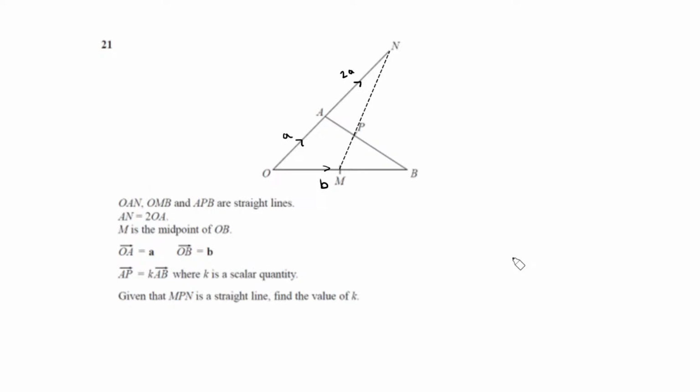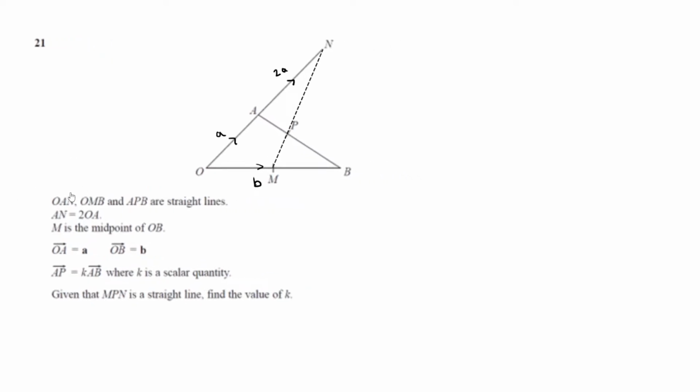In this case, the one we want is APB. That's the one we're interested in, and the one that crosses through it is MPN. So we just have to find 2 vectors from that line. You can choose any 2 vectors. I normally choose the whole thing, and then maybe M to P, the smaller version. So M to N would be easier.